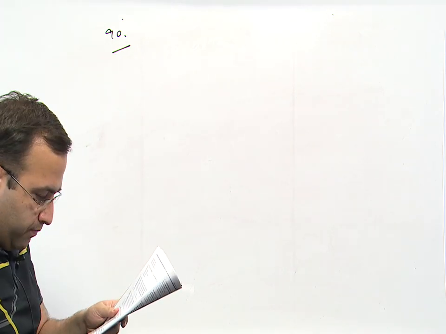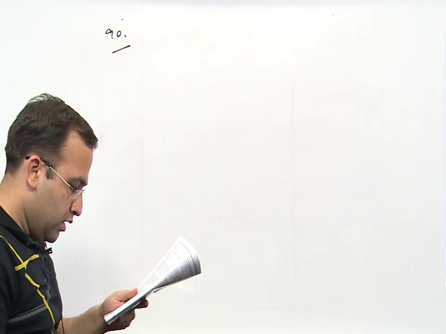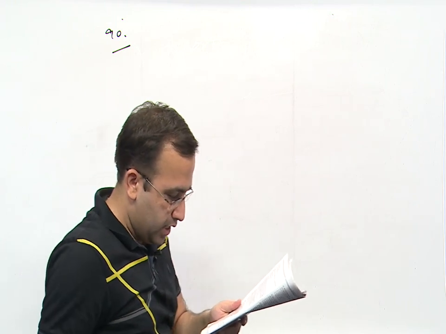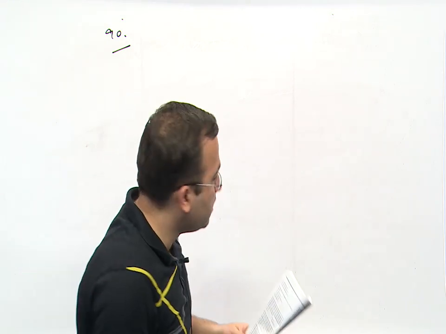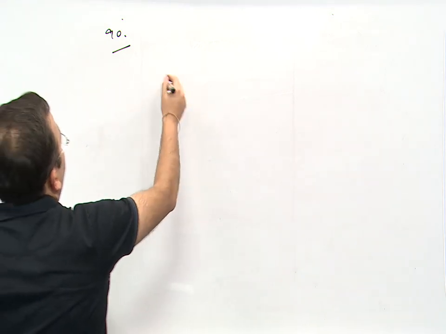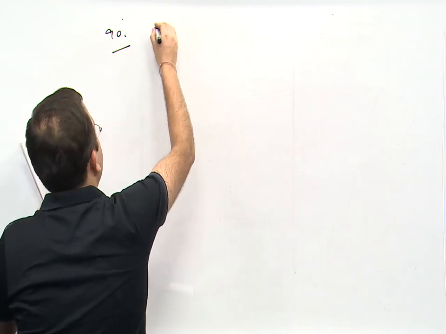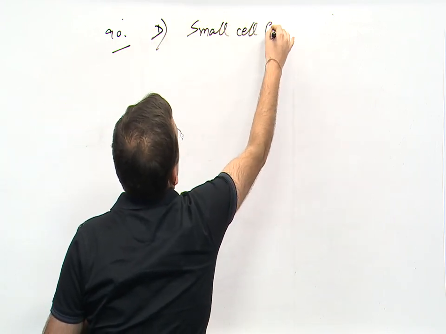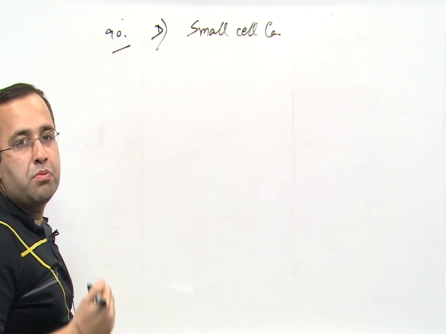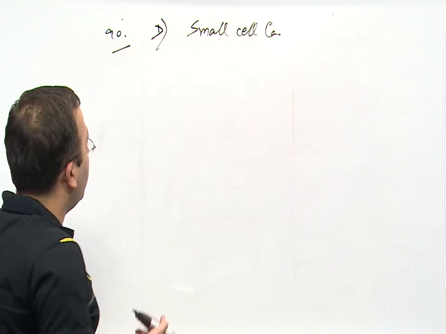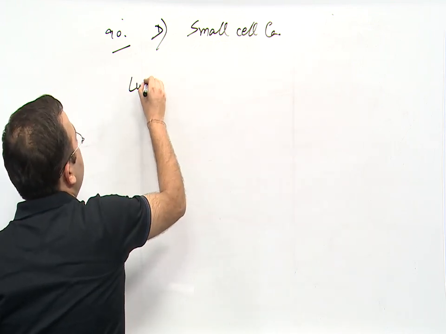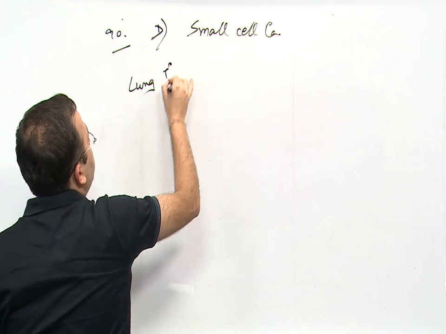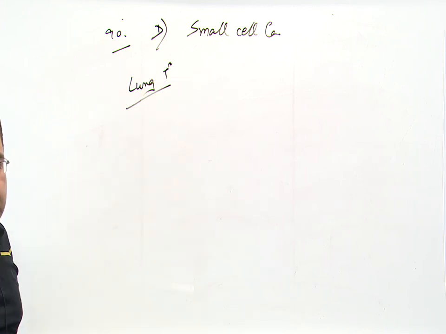Next, 90. Chronic smoker, recurrent fever and so on. Which cancer is the patient suffering from? The answer is D, that is small cell carcinoma. How? Let us see a few points with lung tumors.